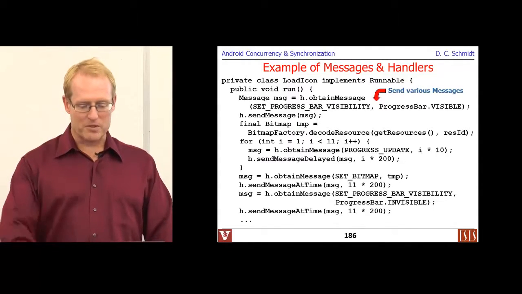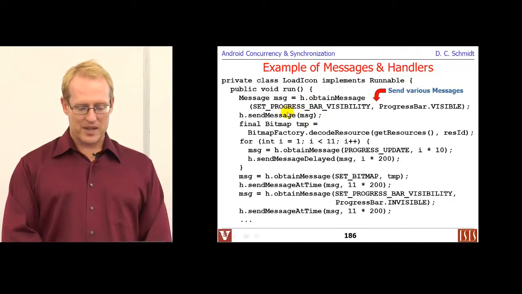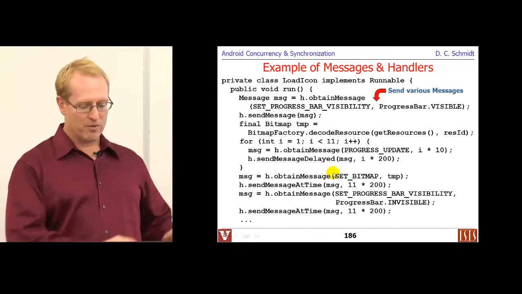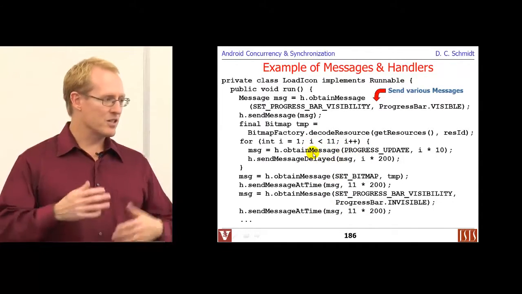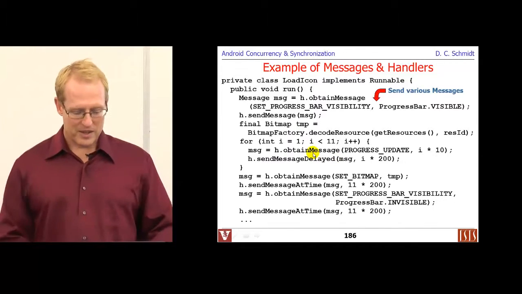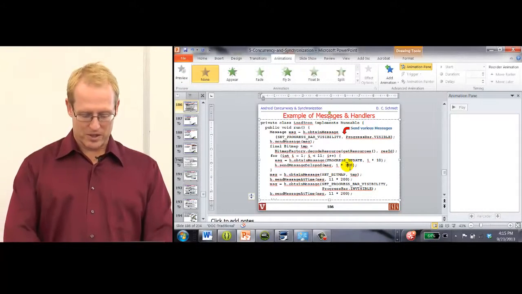So we're going to send a bunch of different messages here. We're going to start out by obtaining a message that's going to make the progress bar visible. So we send that. And then we're going to go ahead and decode the resource. Remember, all this is running in a background thread. Then we're going to go ahead and send a bunch of progress update messages just to advance the progress bar. And then we're going to go ahead and obtain a message here. Oops, that shouldn't be 200. That should be 100.